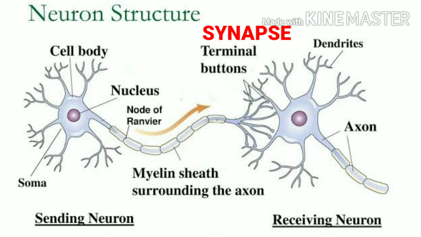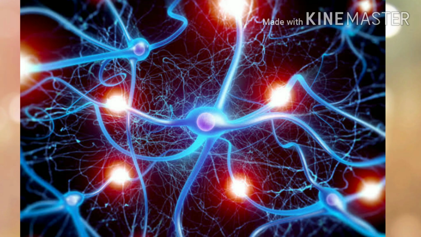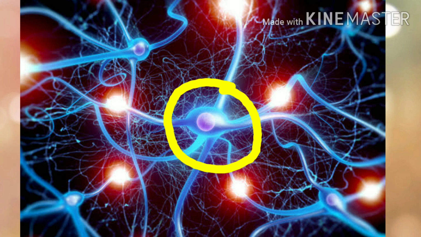Now let us discuss how impulses are transmitted from one neuron to another through the synapse. At the time of transmission, the signals reach the axon terminal. We already mentioned that the axon terminal has a bulb-like structure called the synaptic knob.